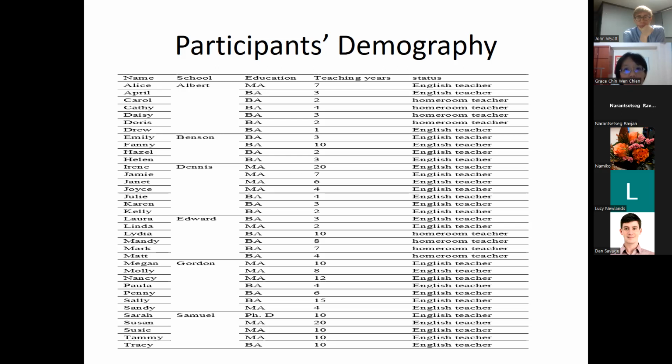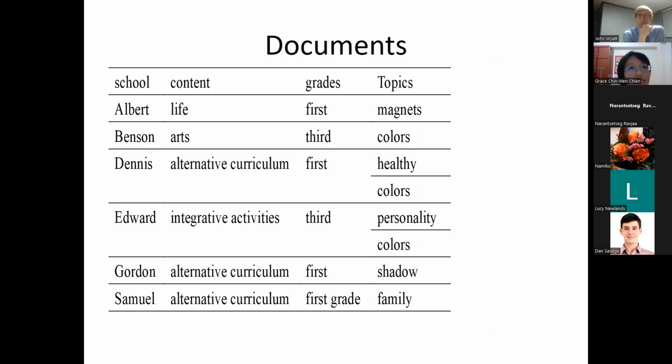And in some schools, there's one school, particularly Sarah's, where the teacher has a PhD in education, and the rest of them have a bachelor's degree or an MA. Some had like 20 years of teaching experience. Some only have like one year of teaching experience. You can see the teachers have a great variety of teaching experience.